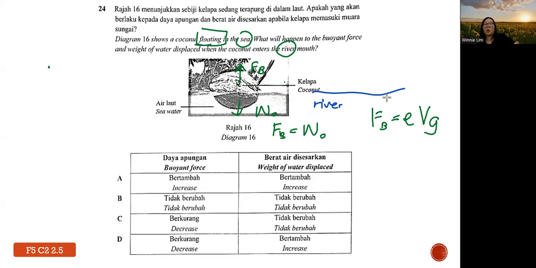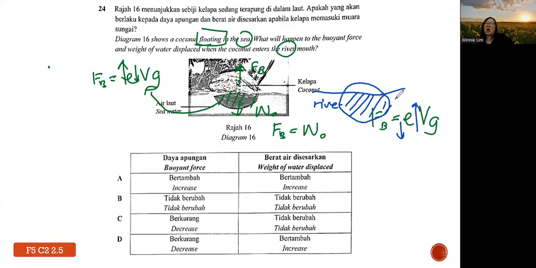Supposedly this coconut will actually submerge more. Why? Because when the coconut is in seawater, in rho V g the density is higher, so the volume of liquid displaced will be less. But when it is in the river, your density is lower, so you need to submerge more and displace more water to support the same buoyant force. Buoyant force is what? Same, constant.